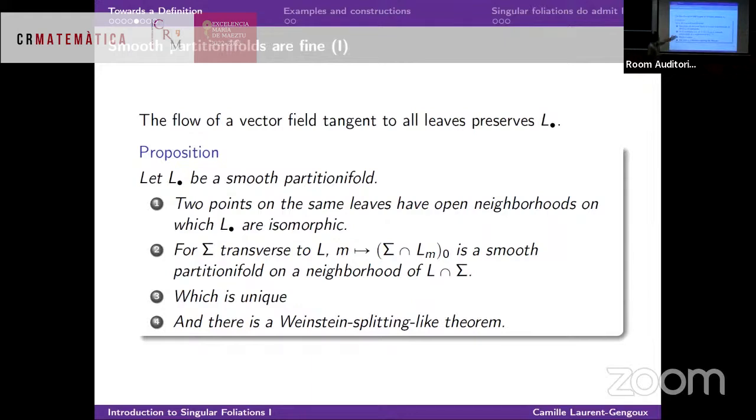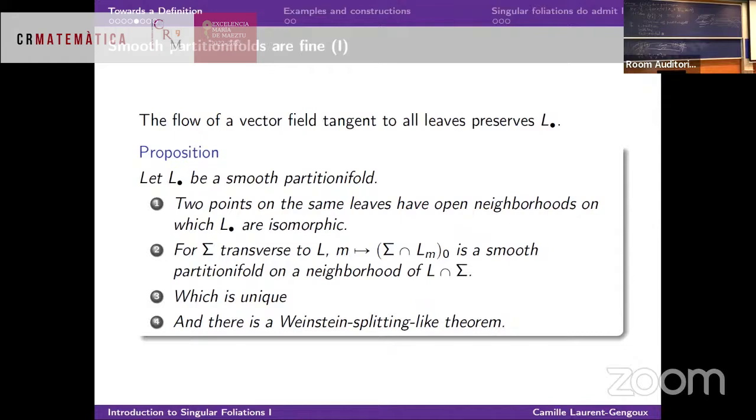Moreover, it is unique. So if I take another disk somewhere else on the same leaf, also transverse, I also get an induced smooth partition manifold there, and guess what? At least near the intersection point, they are isomorphic. So not only does the transverse smooth partition manifold exist exactly like in Poisson geometry, the transverse structure exists, but they are all isomorphic.